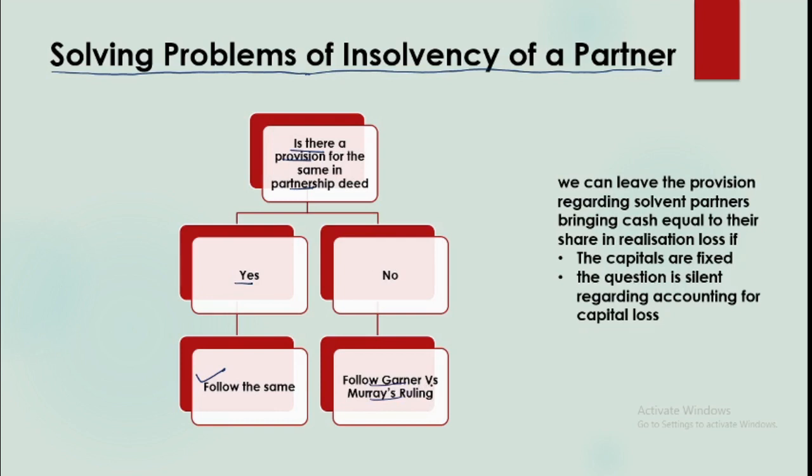Now we all know how to account for Garner versus Murray's ruling, and therein there's just one requirement which says that the solvent partners are to bring cash equal to their share of realization loss. Now sometimes we wonder what is the need of this, because they will be bringing cash at one place and then the same will be adjusted and they will be paid cash. So what is the point of getting this and then paying it back?